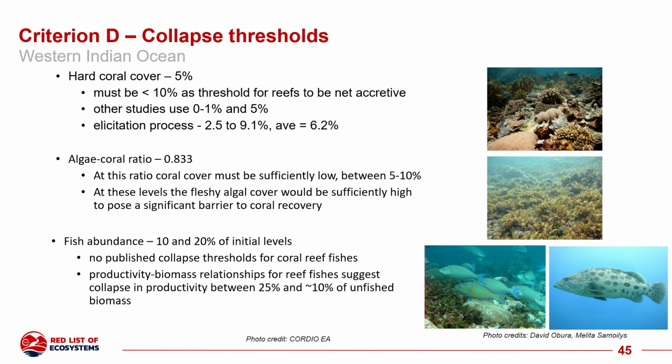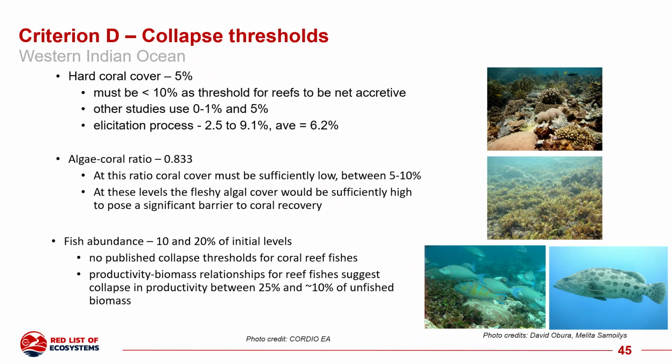This approach meant that the actual threshold value varied by ecoregion depending on their historical baselines. But the principle was the same. When abundance drops below the threshold, the ecological role of that fish group is assumed to be effectively lost.